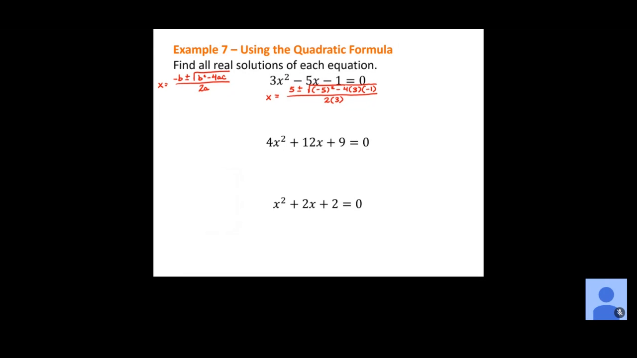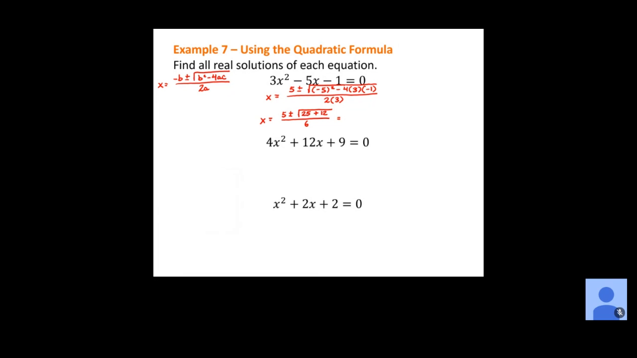All right, now we have to simplify. So when I come inside my parentheses now, we're going to have 5 plus or minus the square root. What's negative 5 squared going to give us? Positive 25. Good. And then we have a -4 times 3 times -1. So what's that going to give us? It's going to become a positive 12, right? So we have a -4 and a -1. That becomes a plus 12. And then all over 2 times 3, which is 6. Good.